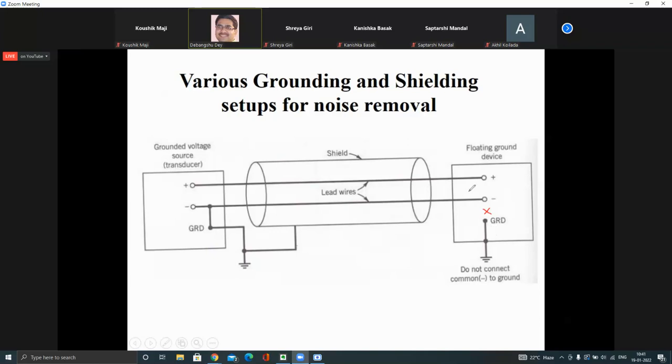So this is one way of doing things. Usually as electrical engineers, we prefer grounding at both the ends, but it is not always very good for measurement. So this is the thing we should be careful about.